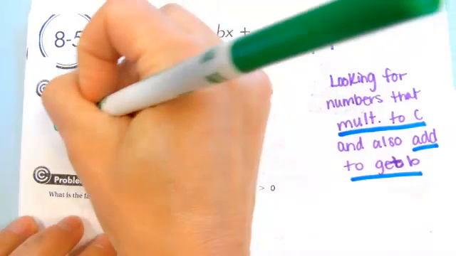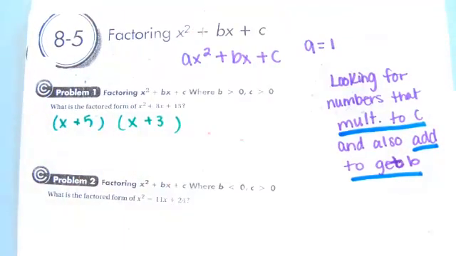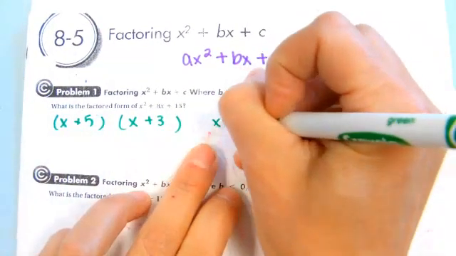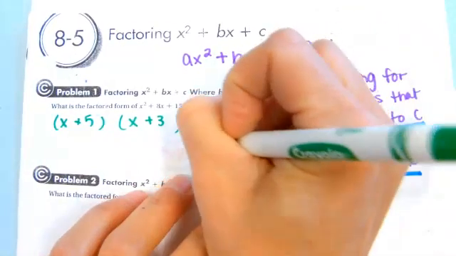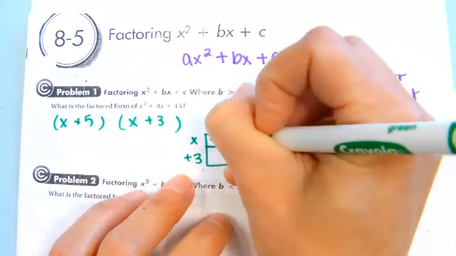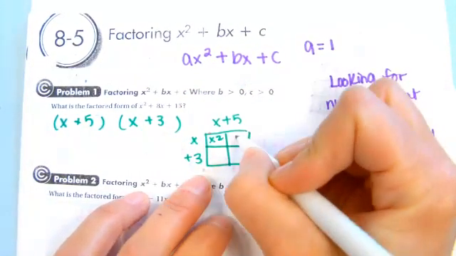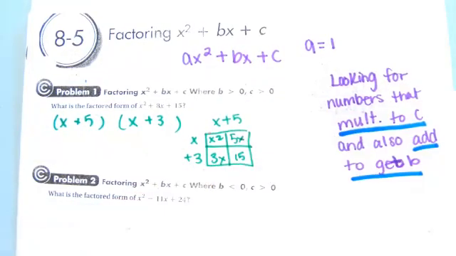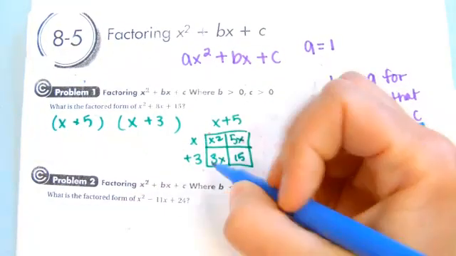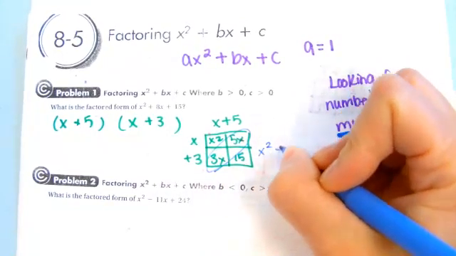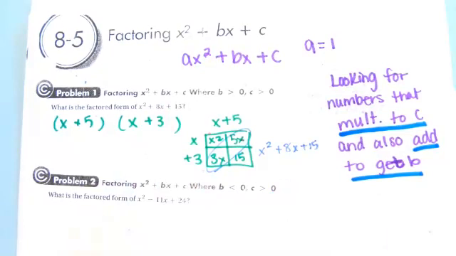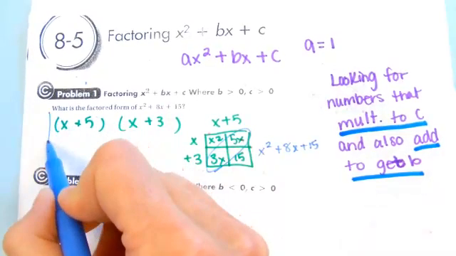Positive 5 and positive 3. That is the answer, and this is the factored form. If you were to multiply it out, x plus 5 and then make a box and do x plus 3, you'd get x times x is x squared, x times 5 is 5x, 3 times x is 3x, and 3 times 5 is 15. What would be your like terms? 5x and 3x, so our final answer would be x squared plus 8x plus 15, which is what we started with.